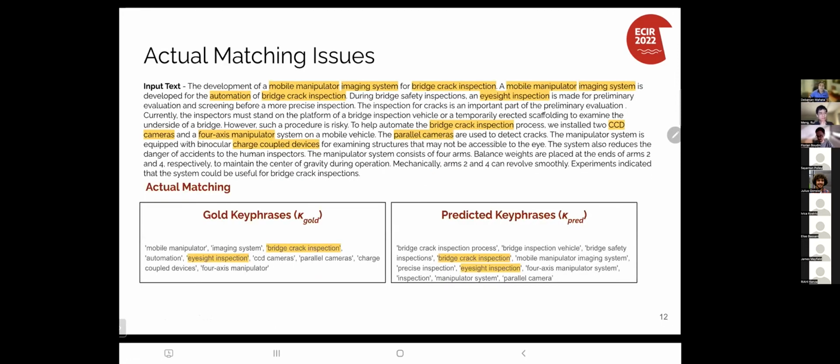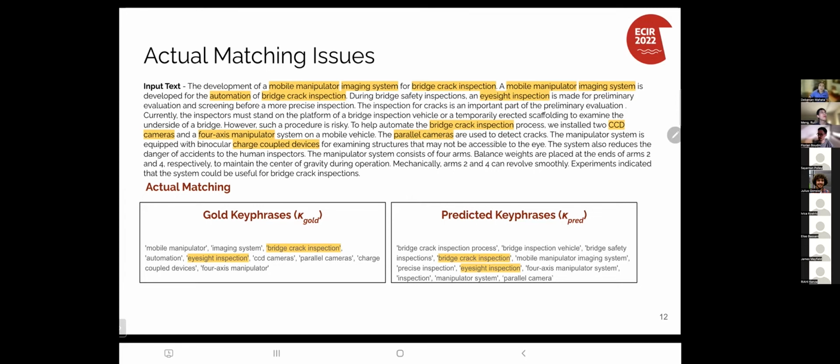Now let's look at some of the issues with exact matching. If you look at the predicted key phrases and compare them with the golden key phrases one by one, you will easily notice that some of the predicted key phrases look right and can be easily considered a good key phrase. For example, if you look at the phrases bridge crack inspection process, then mobile manipulator imaging system, you'll feel that in fact it's a better key phrase than what has been given in the ground truth. But still, due to the exact matching criteria, these phrases were not considered correct. And this is often a problem which leads to very low scores using the automated metrics.